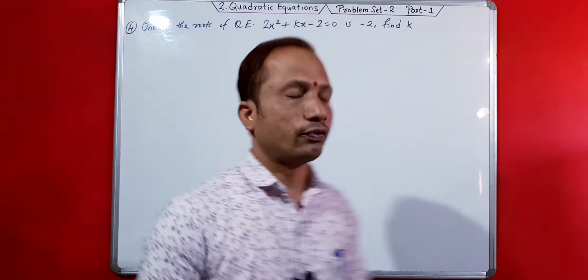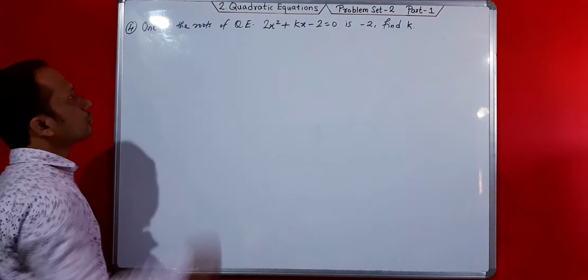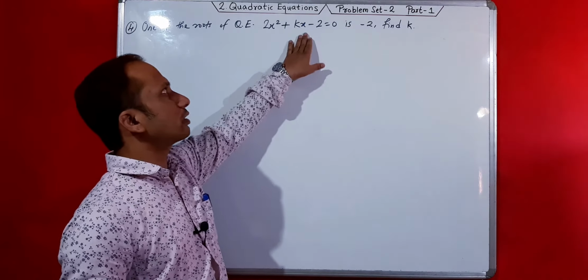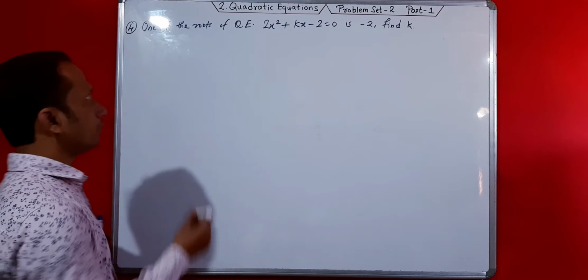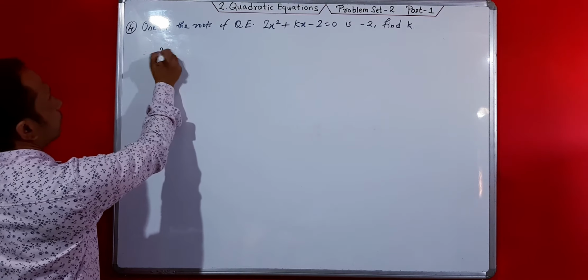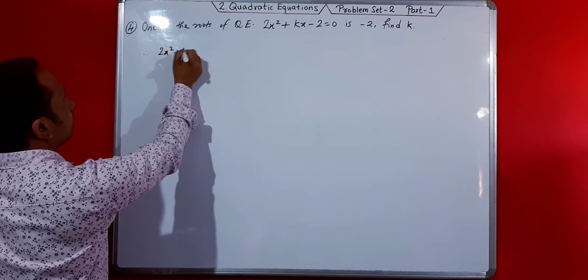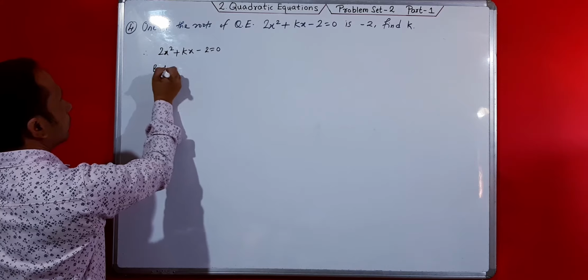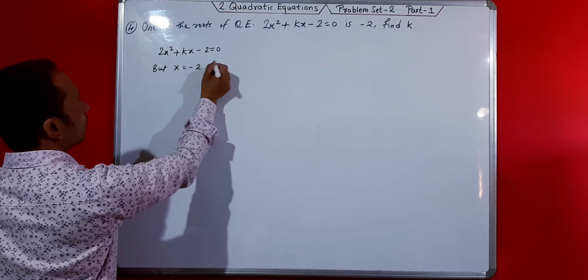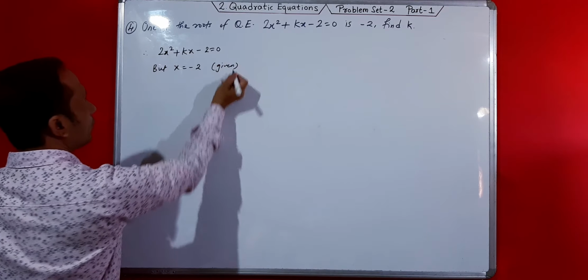So we'll solve the fourth question. In this question, one of the roots of the quadratic equation 2x square plus kx minus 2 is equal to 0 is minus 2. Find k. We have to find k. Therefore I'm writing the solution: 2x square plus kx minus 2 is equal to 0, but x is equal to minus 2. It is given.